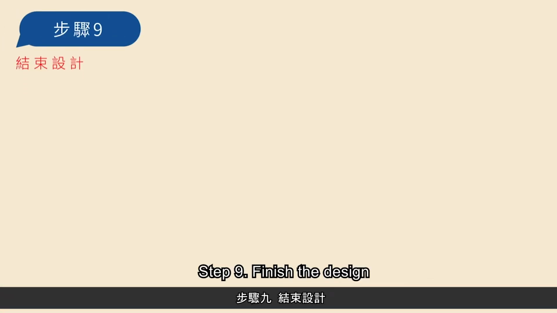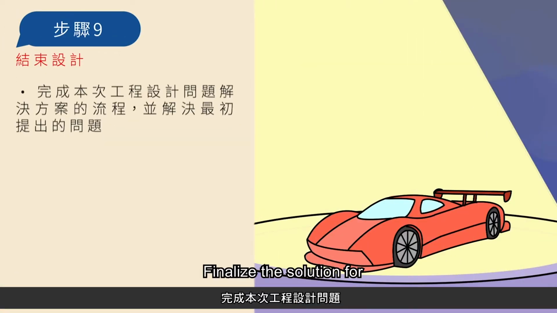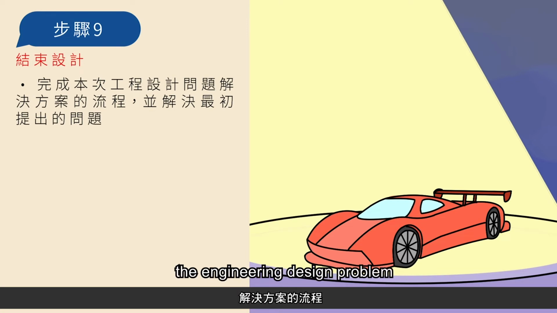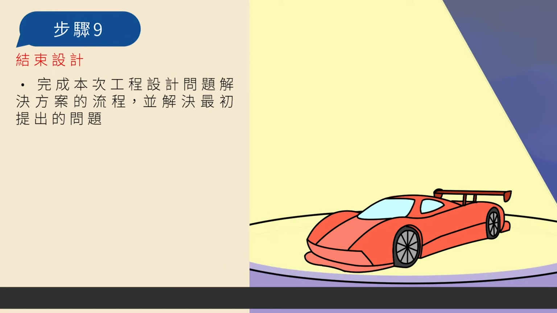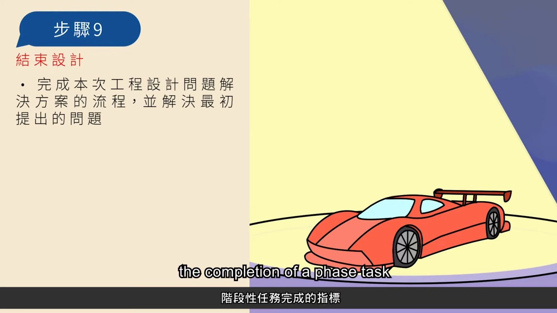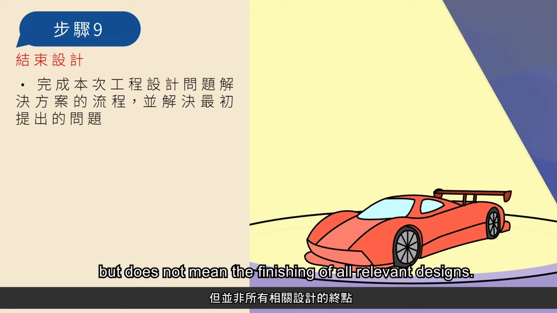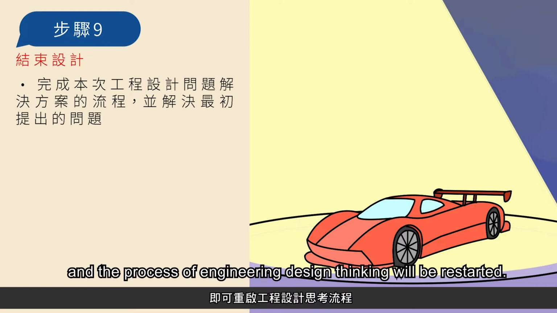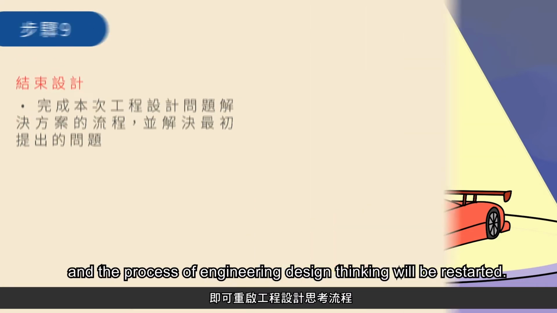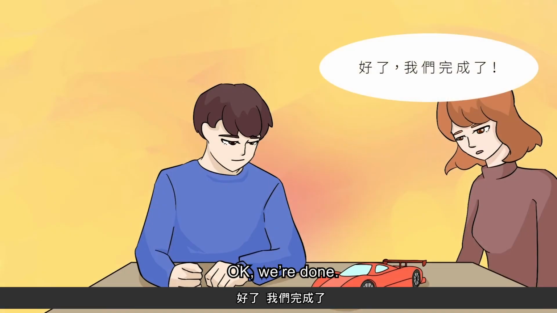Step 9. Finish the design. Finalize a solution for the engineering design problem and solve the initially proposed problems. This step is an indicator for the completion of a phase task, but does not mean the finishing of all relevant designs. In the future, other requirements for this problem may appear, and the process of engineering design thinking will be restarted. Okay, we're done.